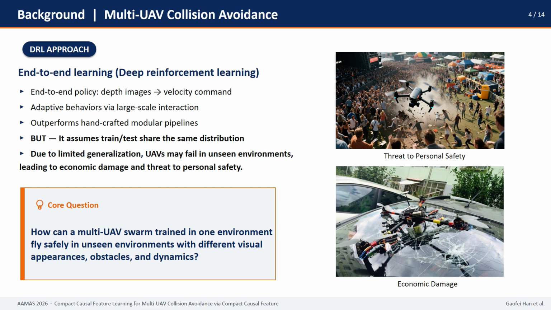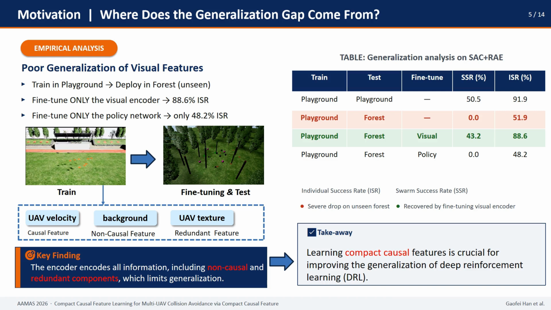So the core question we ask is, how can a swarm trained in one environment fly safely in unseen environments, with different visuals, obstacles, and dynamics? To answer this, we ran an experiment. We take SC-Ray, a representative DRL baseline, and train it in a playground. When we deployed it directly in a forest, the swarm success rate fell to 0.